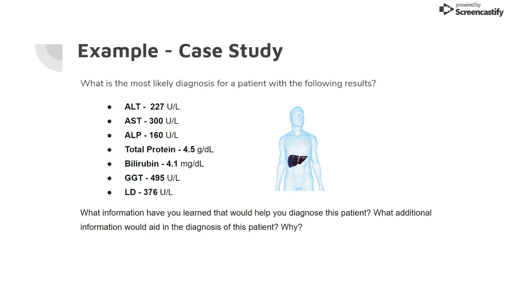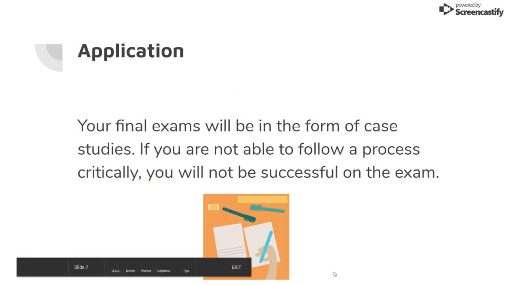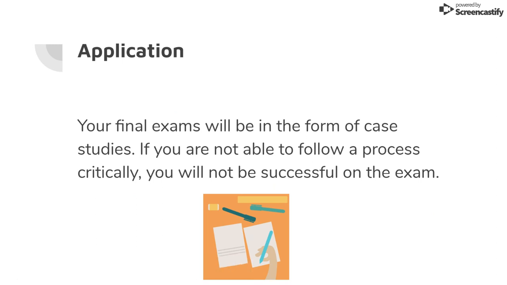If the family history or the patient history said that the patient had chronic alcohol abuse problems, then you're going to go differently through your diagnostic process. But in order to do that, you have to engage your critical thinking skills. So as far as the application of critical thinking, your final exams are going to be in the form of case studies. And if you're not able to follow that process critically, you're not going to be successful on the exam. So the more we practice it now in first year, the better off you'll be in second year.